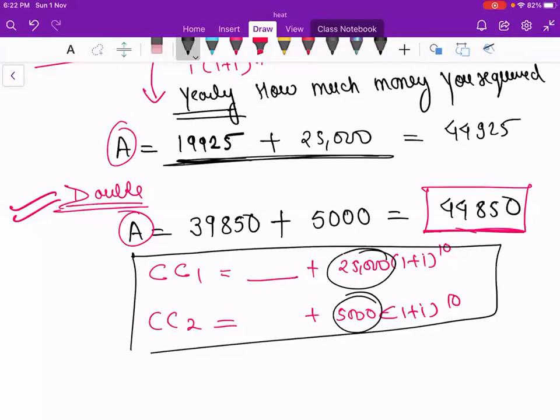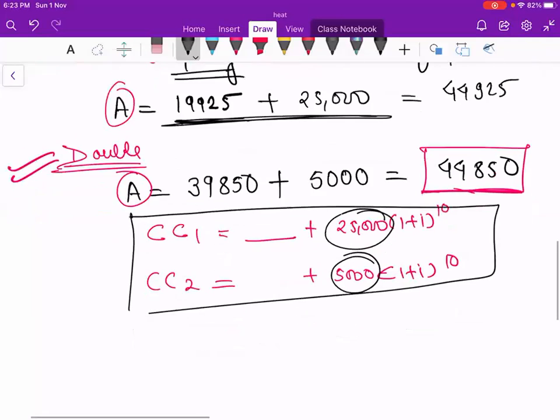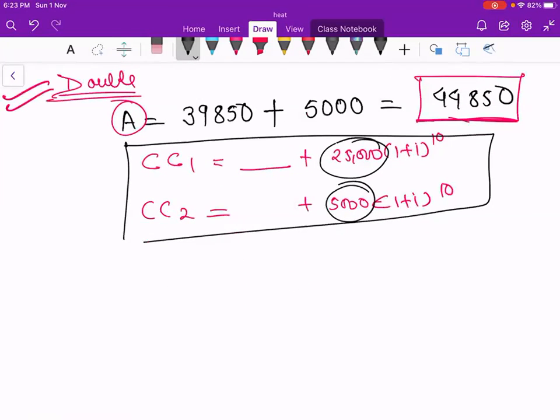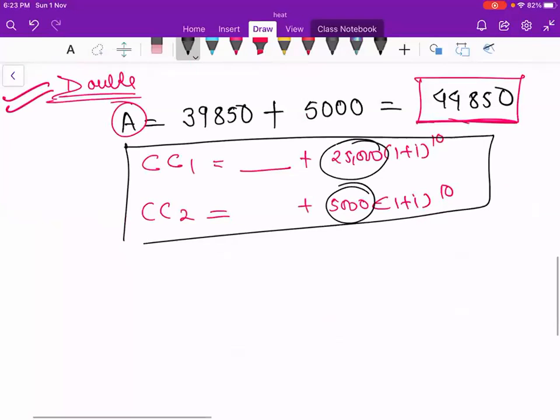Everyone understood this problem? Yes or no? Write in the chat section fast. Everyone understood? Yes or no? The CC method you can solve, na. I will solve one. CC2 you can solve. In the CC method, what will be the cost? Capitalized cost.